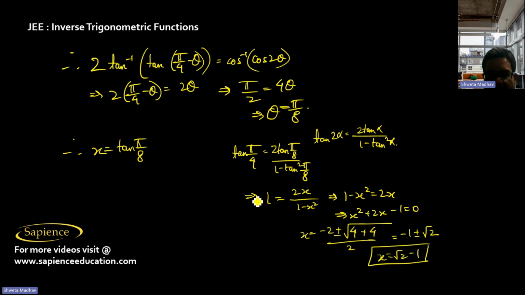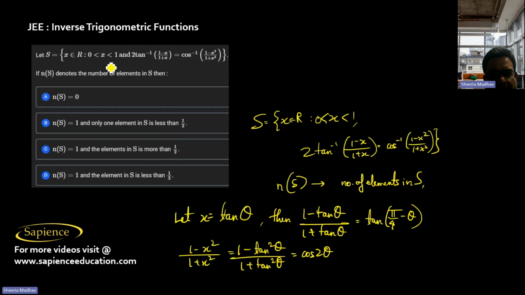So therefore tan pi by 8 is root 2 minus 1, which is approximately 0.414, which is obviously less than half. And so in the interval 0 to 1, there is only one value of s. So s is nothing but root 2 minus 1. It is the only value which is there in the set S. So the number of elements in the set S is 1 only, and which is less than half. So option D is the correct answer.